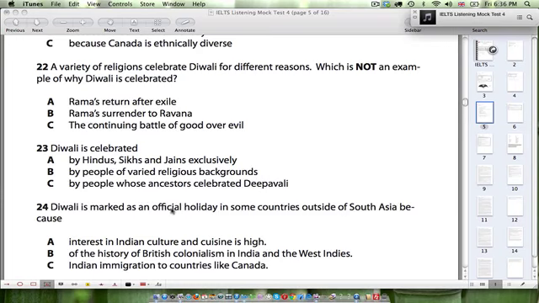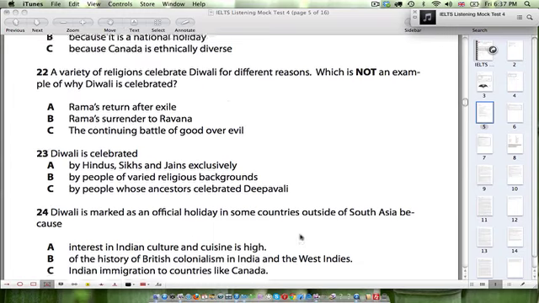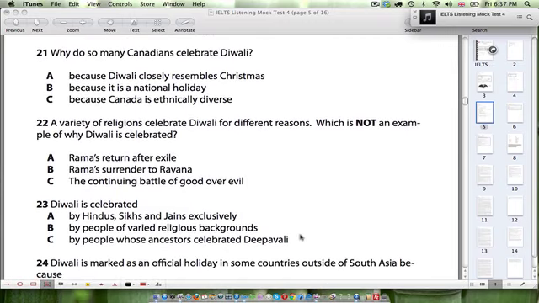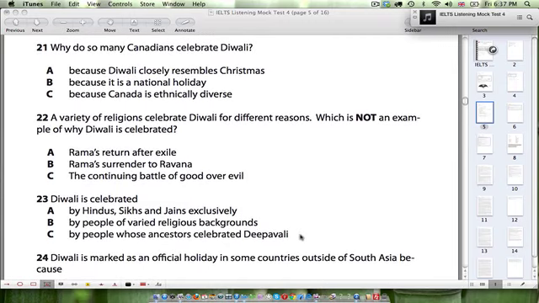Diwali is celebrated by Hindus, Sikhs, and Jains exclusively, keyword here, by people of varied religious backgrounds, by people whose ancestors celebrated Deepavali. Okay, we'll have to listen for some keywords there. Diwali is marked by an official holiday in some countries outside of South Asia because interest in Indian culture and cuisine is high, the history of British colonialism in India. Okay, a lot of these are going to be focusing on key language. So try to listen for a couple of these words that we've highlighted. If they talk about British colonialism at all, it's probably answer B. Indian immigration to countries like Canada. Perhaps. Let's listen. Now listen carefully and answer questions 21 to 24.